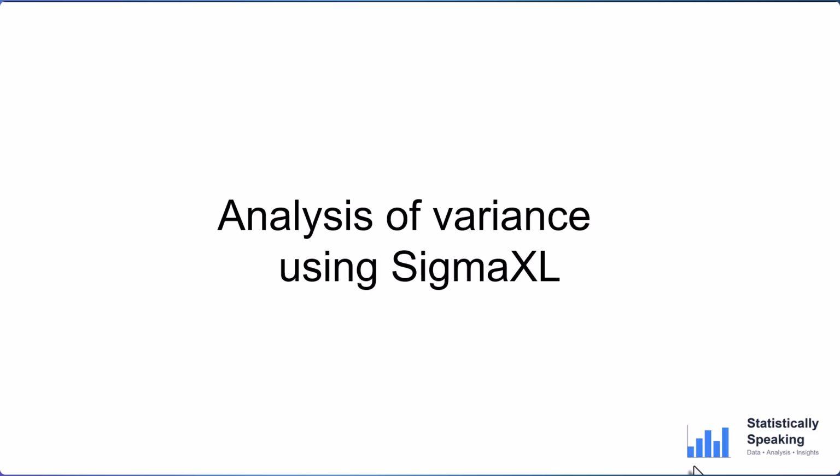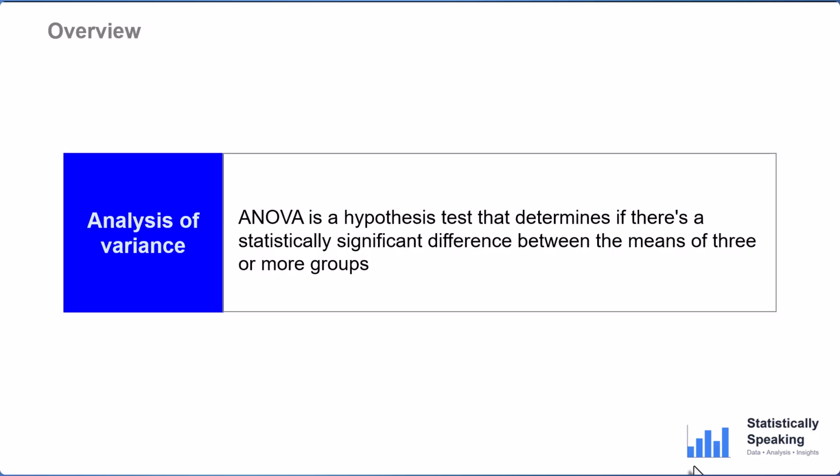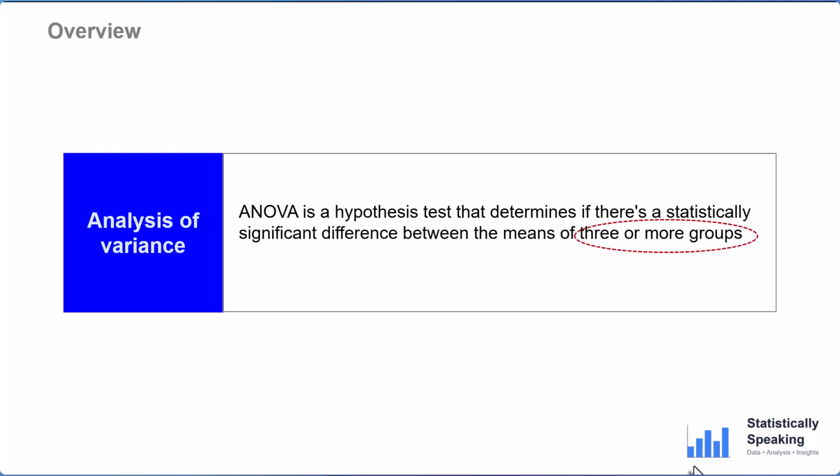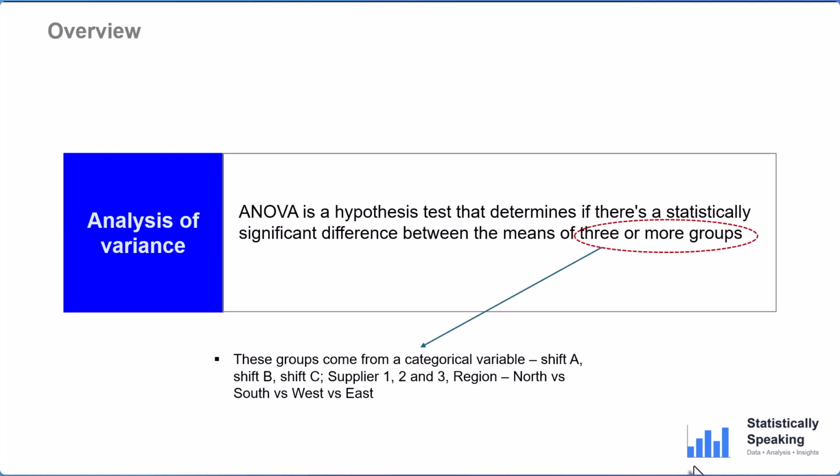Discuss analysis of variance, and we will use SigmaXL to perform that test. Now, what is analysis of variance? It is a hypothesis test that determines if there is a statistically significant difference between the means of 3 or more groups. You're likely familiar with the student's t-test, also called the 2t test, which is used to compare the means between two groups. ANOVA is used when you have 3 or more groups, right? So 3 or more groups, and these groups are from a categorical variable.